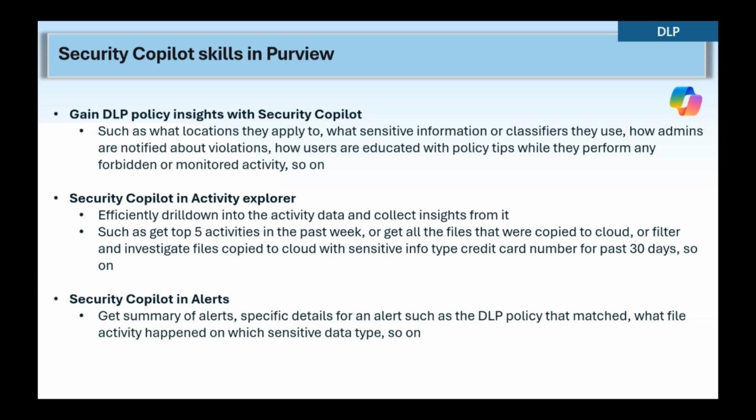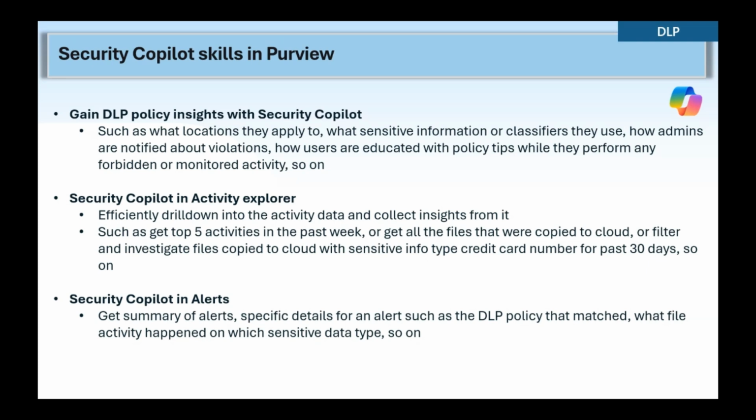Then, Security Copilot in Activity Explorer: you can leverage Copilot to drill down into the activity data and collect insights from it to investigate security incidents. For example, you can prompt to get the top 5 activities that were there in the past week, or let's say get all the files that were copied to cloud. Or you can be even more specific, like files that were copied to cloud with sensitive info type as credit card for the past 30 days. So all such prompts you can give and you can get the insights from the events in the Activity Explorer.